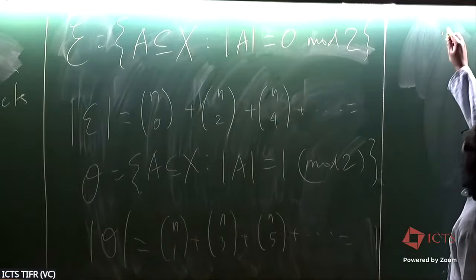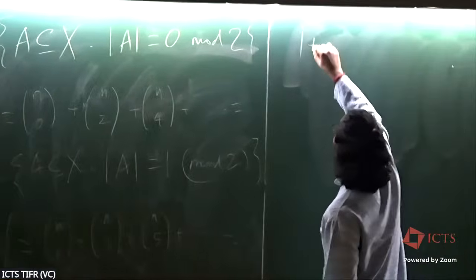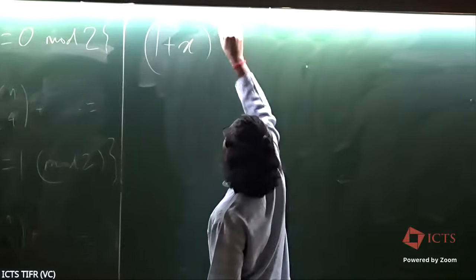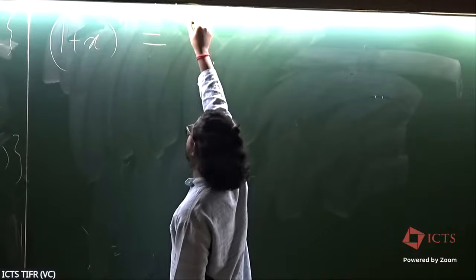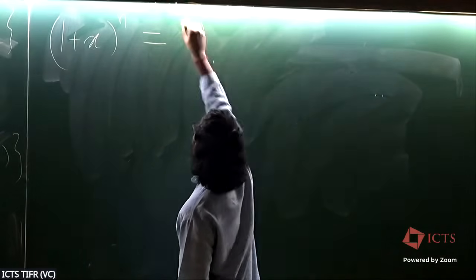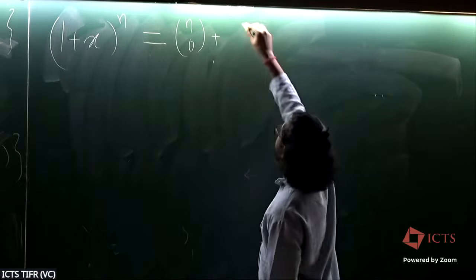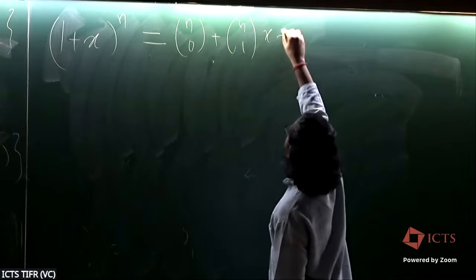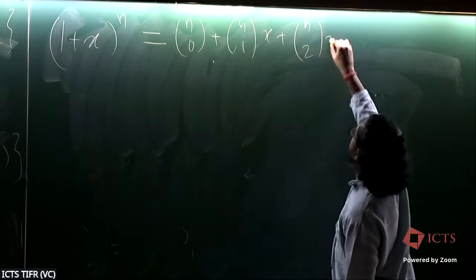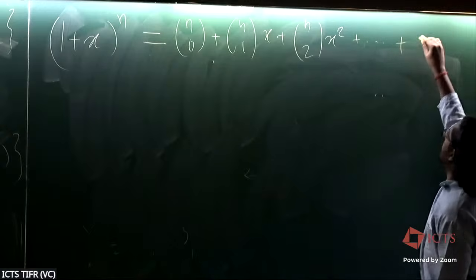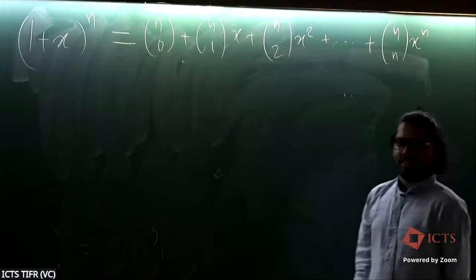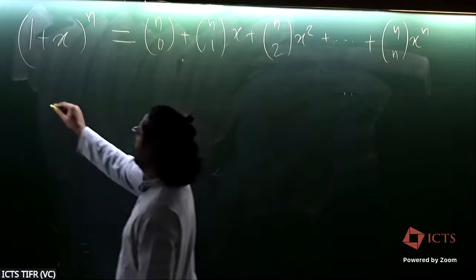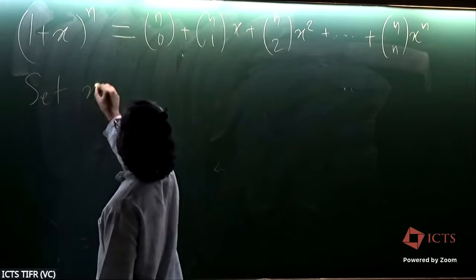Yes. So here's an answer, which is a purely algebraic answer, which is lovely. (1 plus x) to the power n. Perfect. So that's n choose 0 plus n choose 1 times x plus n choose 2 times x squared, so on and so forth, up to n choose n times x to the n. Excellent.